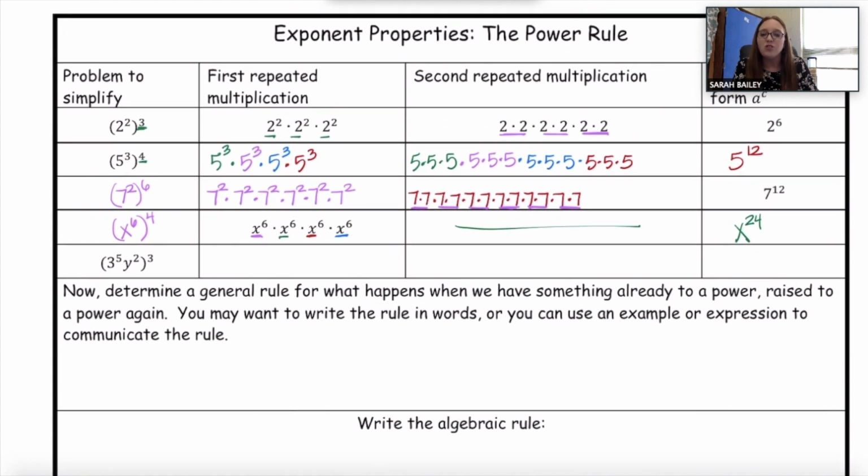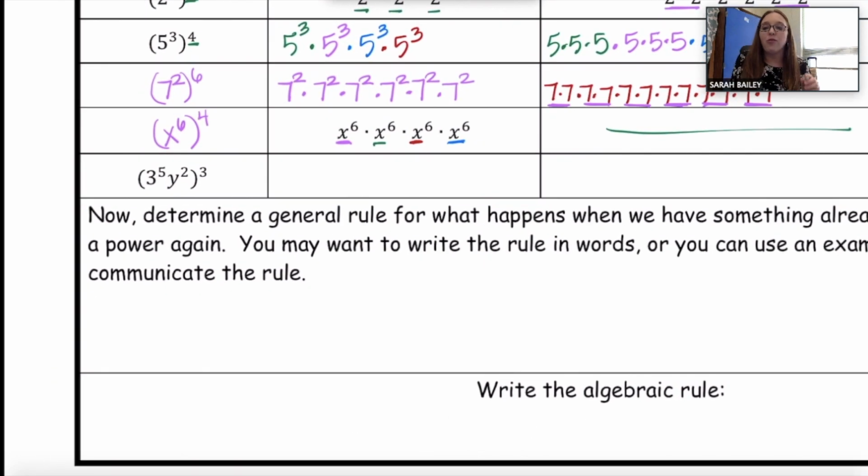But let's try out this last one and see if we're understanding. Okay. So I have 3 to the 5th y squared, that quantity, cubed. So that means 3 groups of that. So here's my first group of 3 to the 5th y squared times another group of 3 to the 5th y squared times my final group of 3 to the 5th y squared.